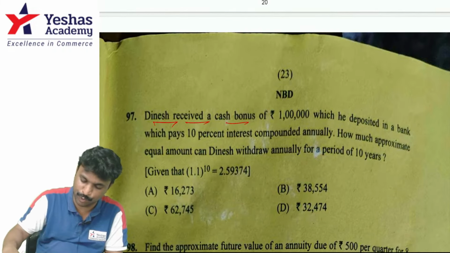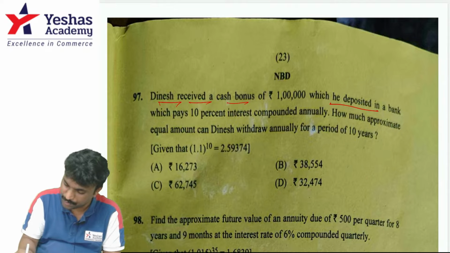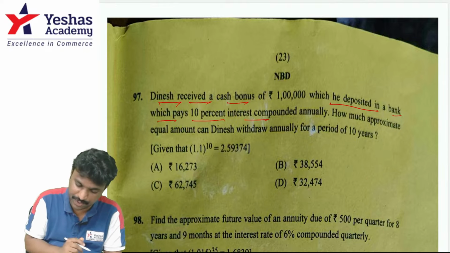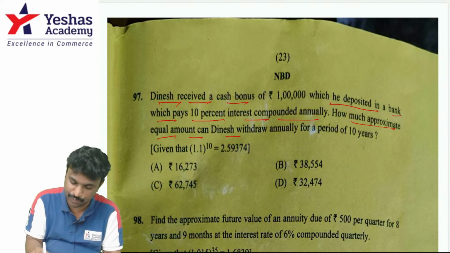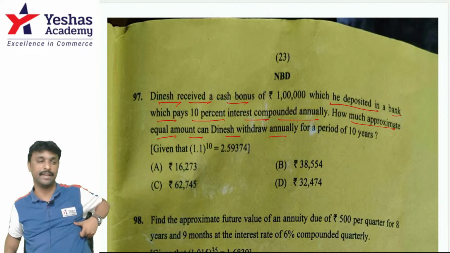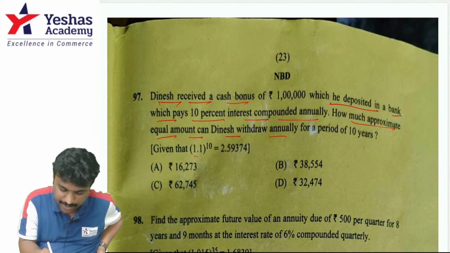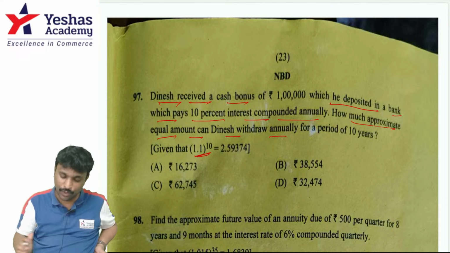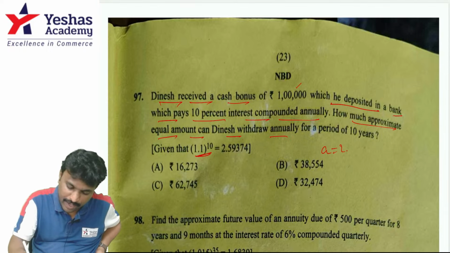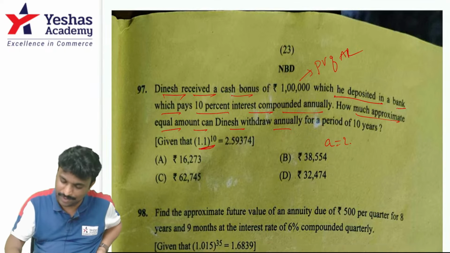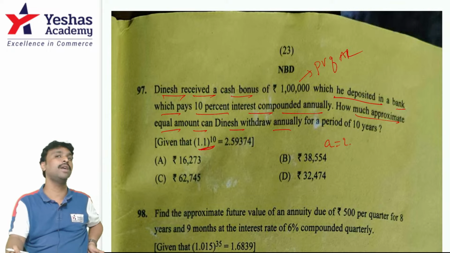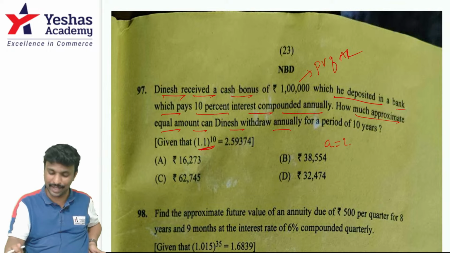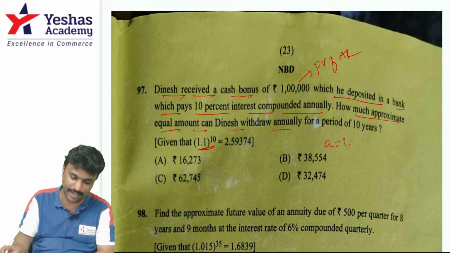Dinesh received a cash bonus of 1 lakh, which he deposited in a bank which pays 10% interest compounded annually. How much approximate equal amount can Dinesh withdraw annually for the period of 10 years? That means the annuity we are asked to find. This is the 1 plus I whole power n value. So we need to find A. What is 1 lakh? It's PV of annuity regular. So it's not the due one. If it had been a due one, they would have mentioned beginning of the year or beginning of the month. So it is annuity regular only.